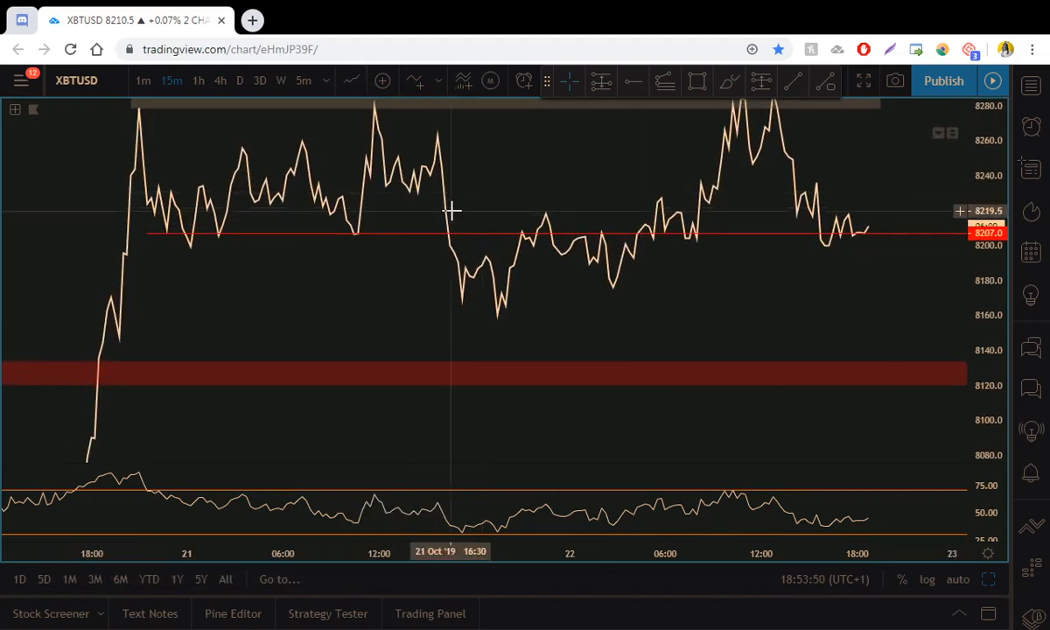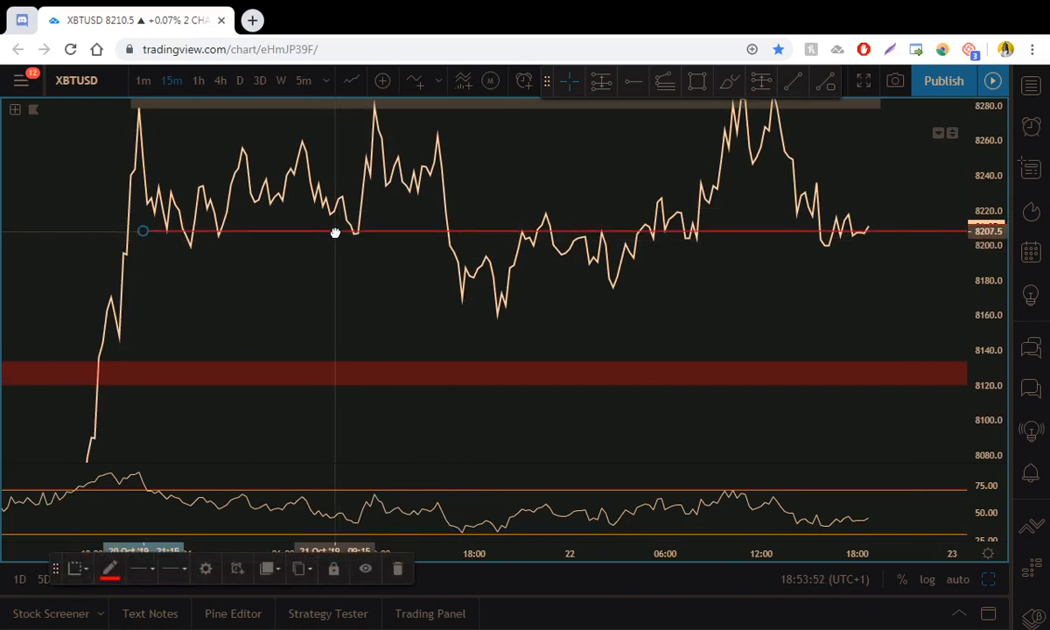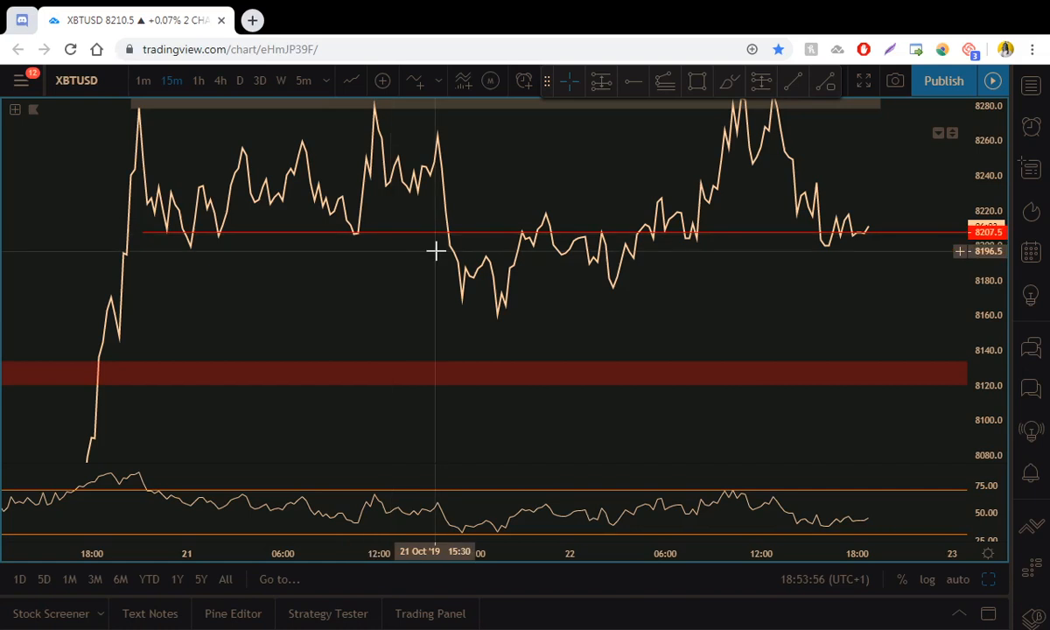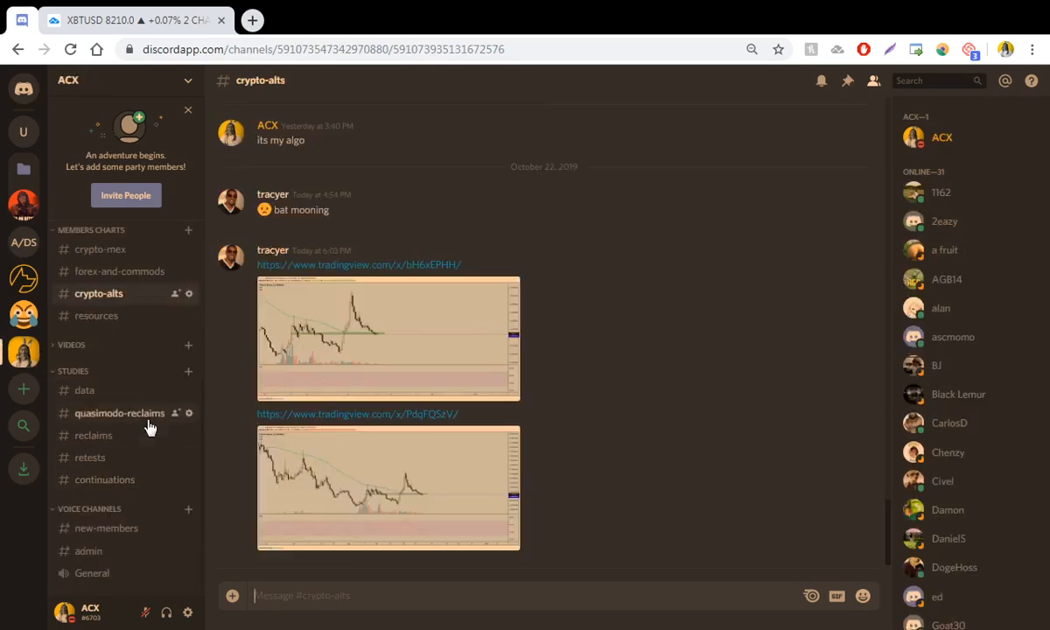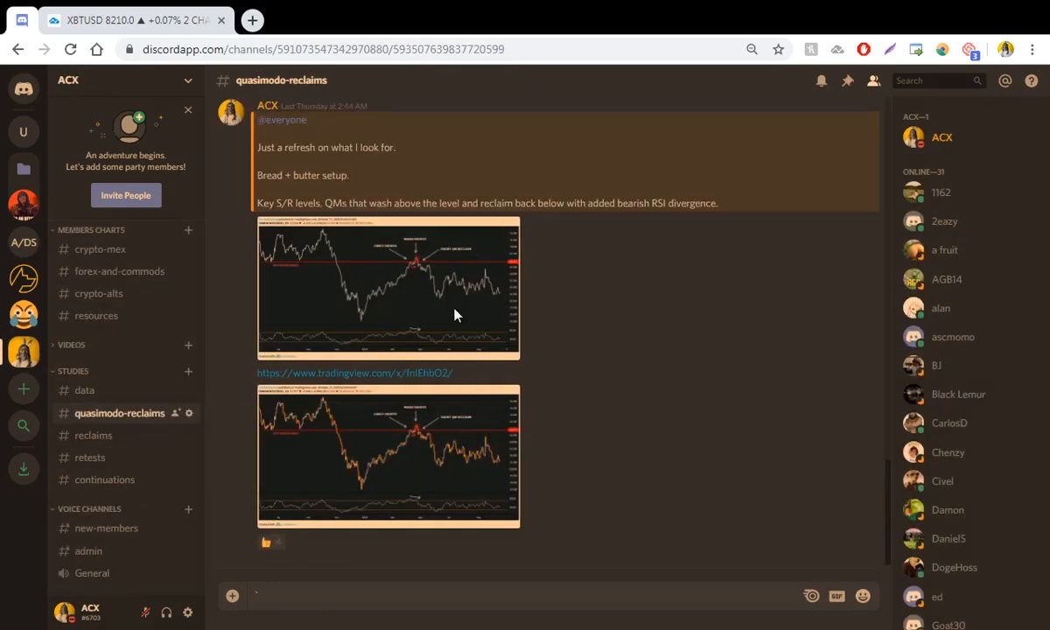So this is another setup I like. You see this floor here, the support, tap tap tap, and then we got the breakdown. And this is a setup I love, but it didn't quite work out. It started to move, and then we just got a pump up. But can you see the Kasimodo level here? If you get this confluence with a resistance line, I remember I posted this on the Discord as well. Where is it? Right, so this is the chart.